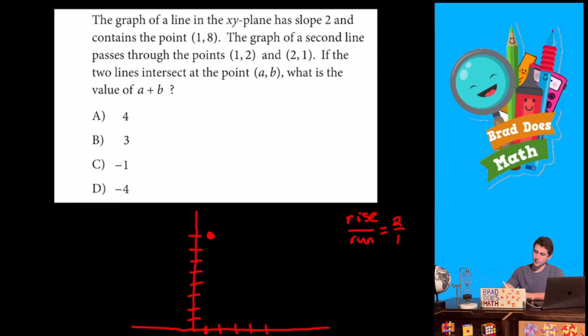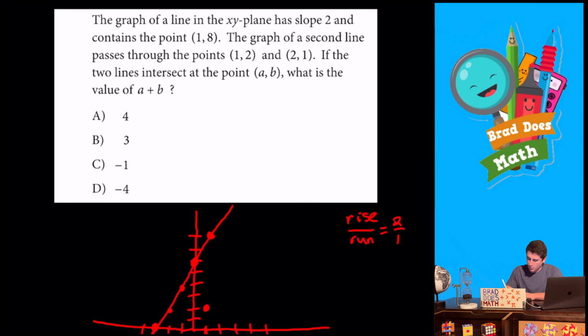So I'm going to go down 2 and over 1, down 2 and over 1, down 2 and over another 1, and down 2 and over another 1. So this is my line. I know it's not perfect, and I know I only drew the first 2 quadrants. I recommend drawing all 4. I just am a little out of space, and I know the answer. Sorry, I'm cheating.